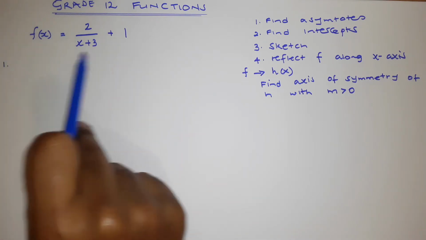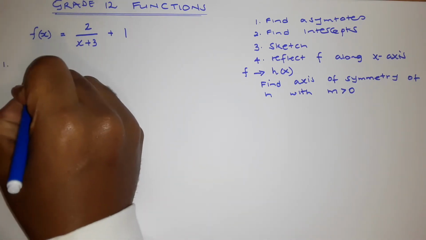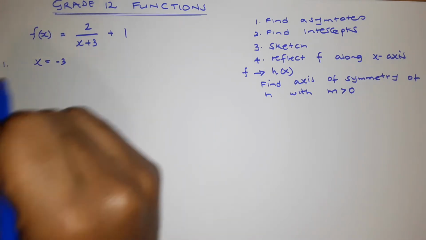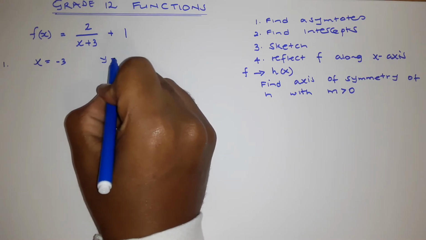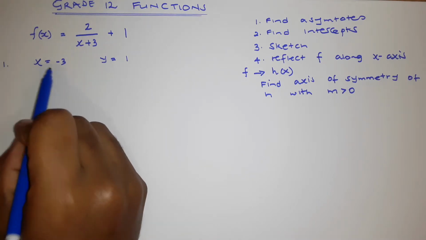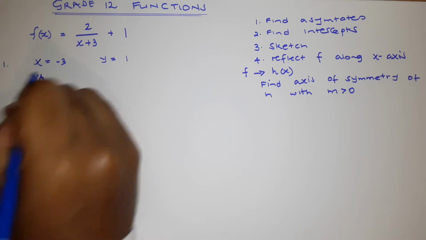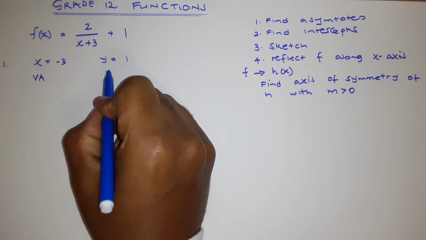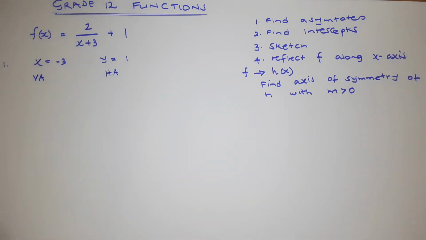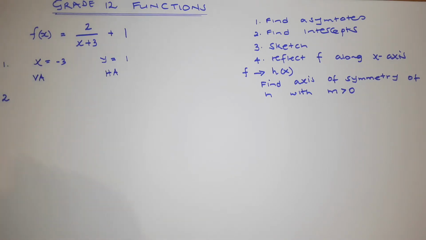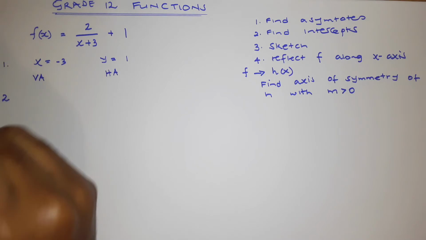Looking at this equation, we have x is equal to -3 as the first asymptote, and y is equal to 1 as the second asymptote. x is equal to -3 is the vertical asymptote, and y is equal to 1 is the horizontal asymptote. Secondly, we are requested to find the intercepts.